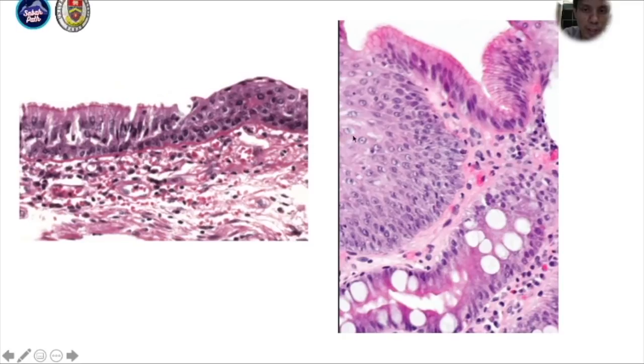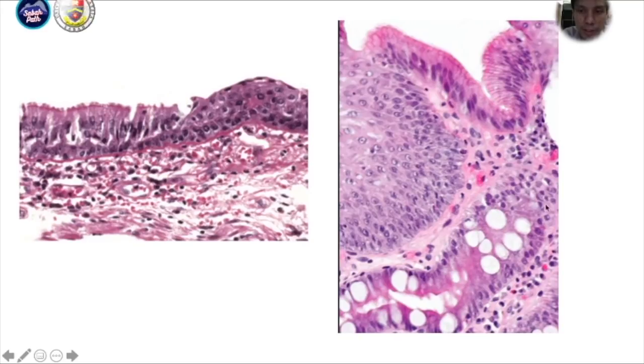On the right hand side, you can see this is the squamous columnar epithelium. Squamous columnar epithelium usually can be seen at the gastroesophageal junction and also the transformation zone of the cervix. In this tissue, this is the gastroesophageal junction. You can see this is stratified squamous epithelium. This is the columnar epithelium.